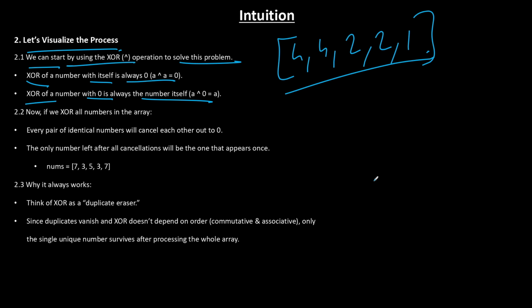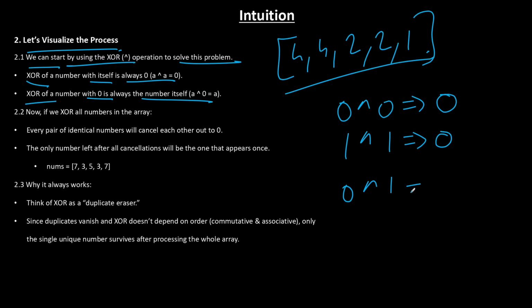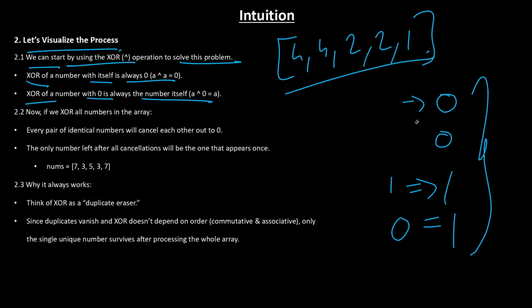Okay, and to understand it better, we could also do it this way. Suppose 0 XOR 0 is 0. Okay, 1 XOR 1 is 0. 0 XOR 1 is 1. 1 XOR 0 is 1. Okay, in binary representation it is done this way. So I hope the properties of XOR are clear to you now.